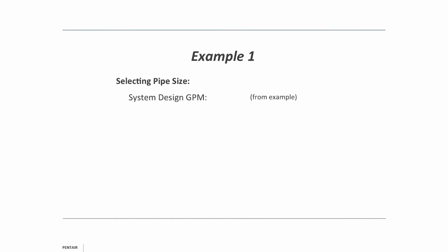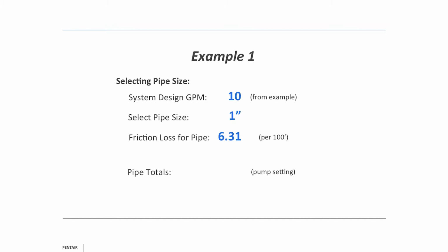So we chose 1-inch pipe. Now the system designed gallons per minute, we determined, was 10 gallons per minute. We knew that the pipe we were going to keep running with is 1 inch, and we know that the friction loss per 100 feet of pipe is 6.31. The total pipe is 67 feet. Where did I get 67 feet? That's the drop pipe. Remember the pump setting, 15 feet off the bottom? The well is 82 feet. 15 from 82 gives you 67 feet. So we have 67 feet, plus we have the 70 feet of horizontal pipe. So 70 plus 67 is 137.